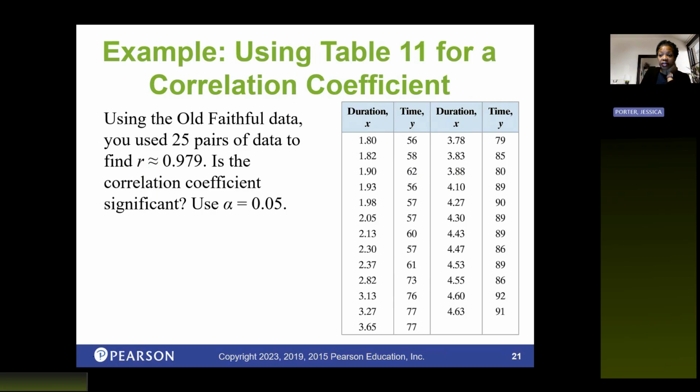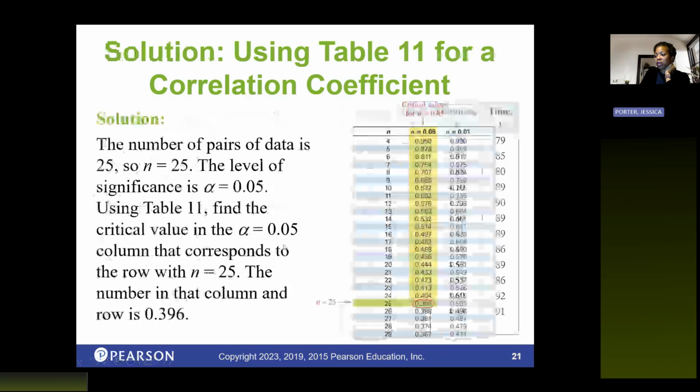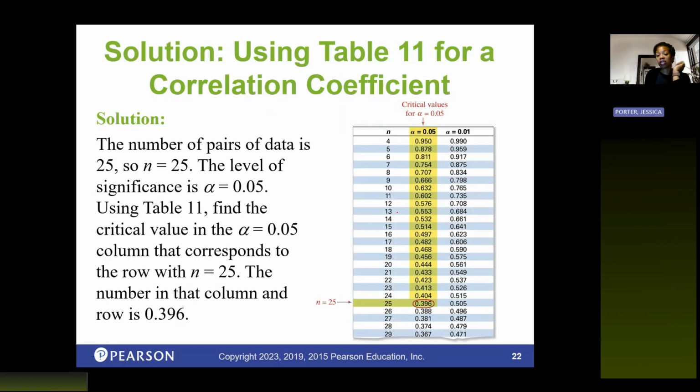So we've got our Old Faithful data. They gave that to us. We're going to now see, is the correlation coefficient significant? We're going to use alpha equals 0.05. Okay, so we get our table, and the table is going to be in your problem. It'll say critical value table at the top in the problem section. Alpha equals 0.05, n was equal to 25, so we come down to 25. And if R is greater than this number, then the correlation is significant.